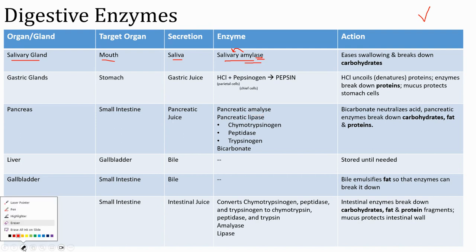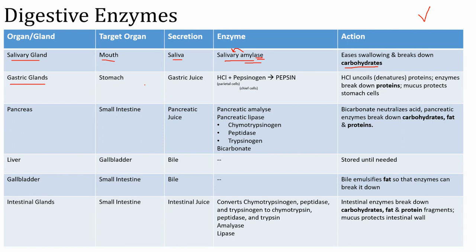So that's the distinction. What is the purpose of salivary amylase? What does it do? It breaks down carbohydrates. Saliva helps ease swallowing and gets everything moist, but the amylase part of it is the breakdown of the carbohydrates. Now, your gastric glands are located in the stomach.